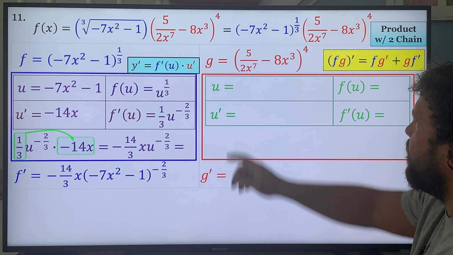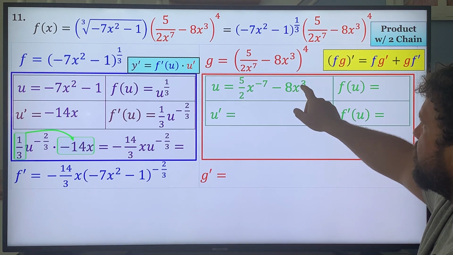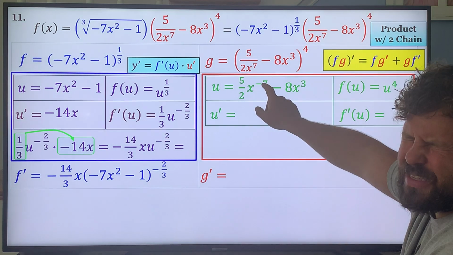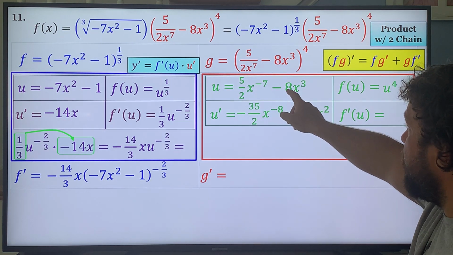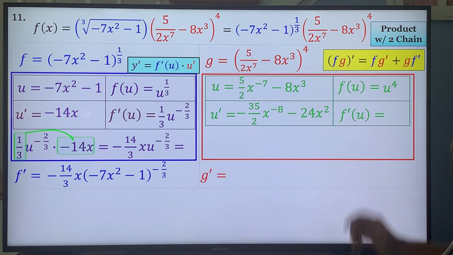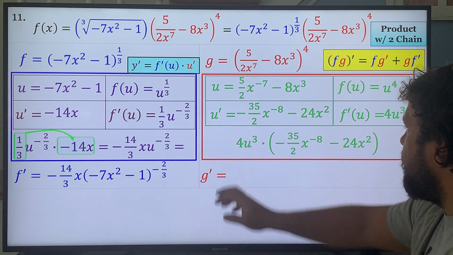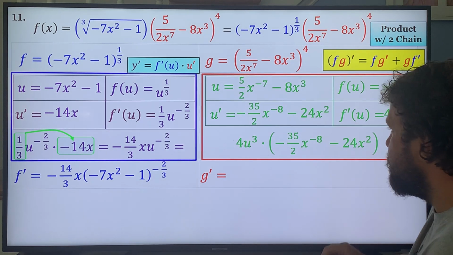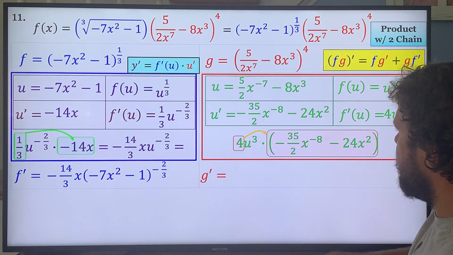U is the inside. 5 halves, like I said before, x to the negative 7th minus 8x cubed. F of u is u to the 4th. 5 halves times negative 7x to the negative 8, because negative 7 minus 1 is negative 8, minus negative 8 times 3x squared, which is negative 24x squared, times 4u cubed. Multiply these by each other. Now, 4u cubed, we're just going to distribute the 4 to both of these. Leave the u cubed by itself. We don't want to really distribute the u cubed because it gets a little crazy.